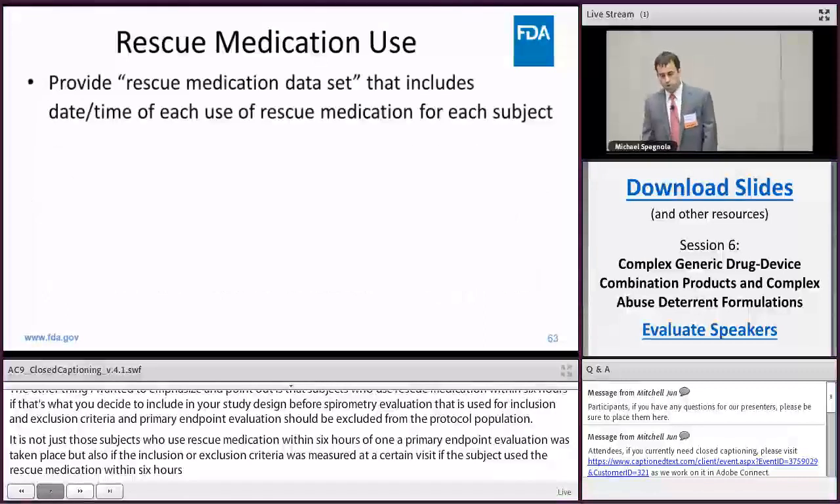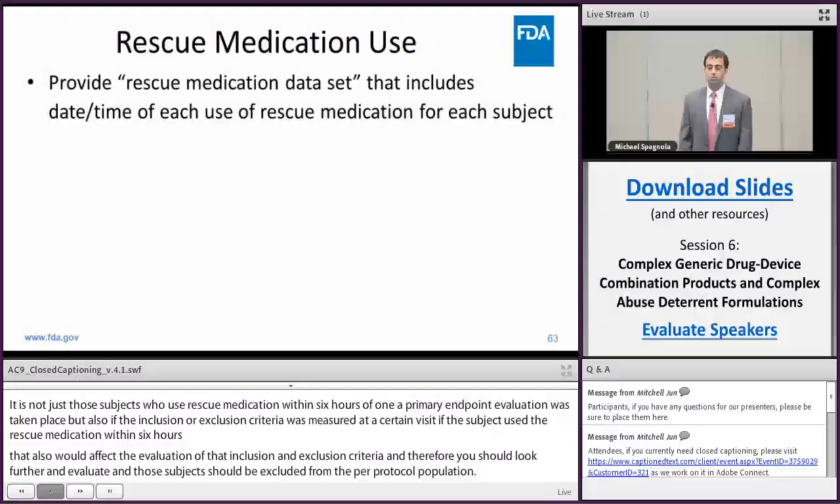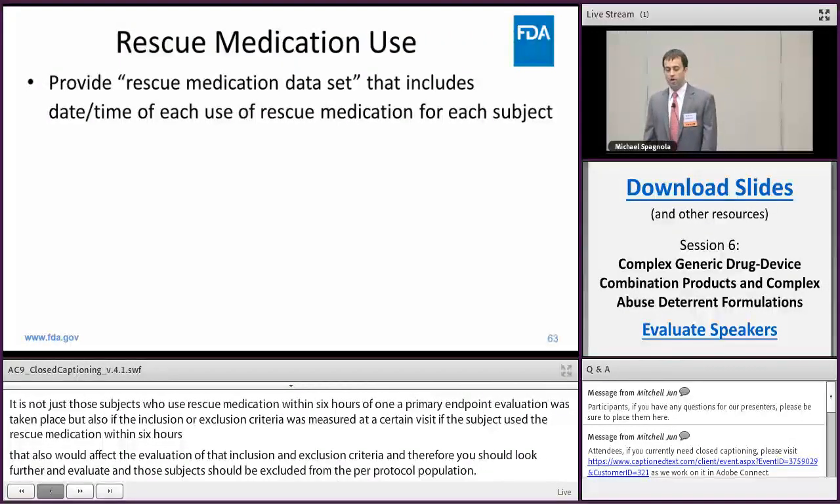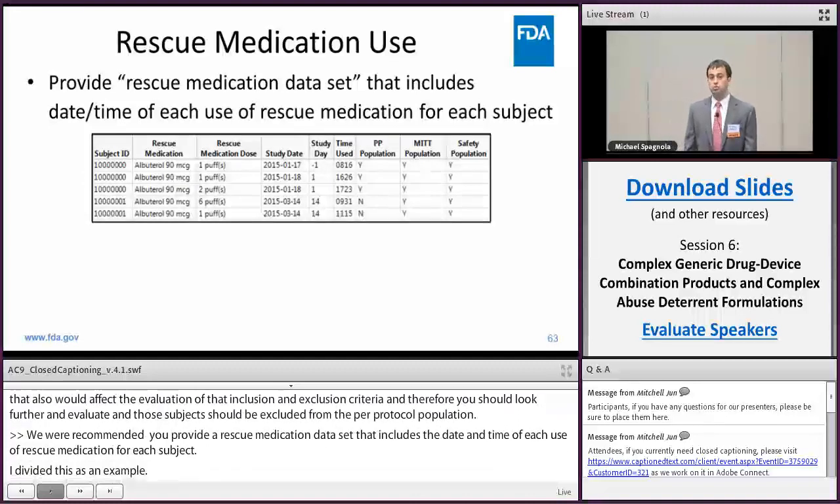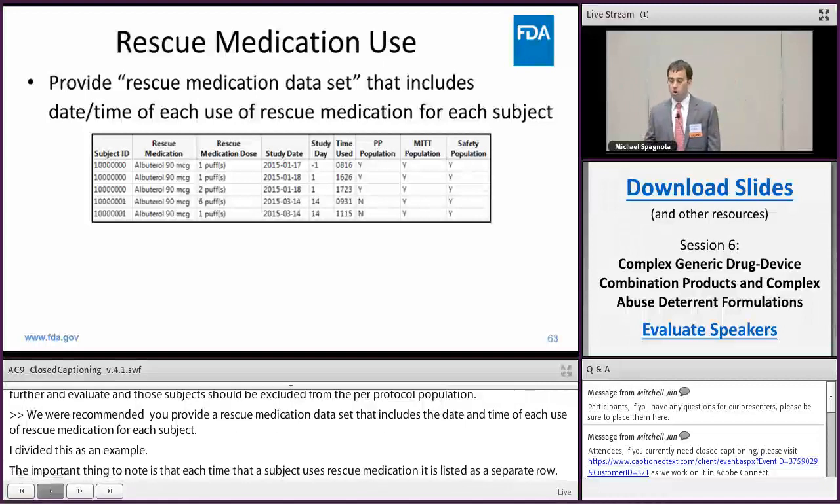So we recommend that you provide a rescue medication data set that includes the date and time of each use of rescue medication for each subject. I've provided this as an example. The important thing to note is that each time a subject used rescue medication, it's listed as a separate row. So you'll see for the first subject, there are actually 3 listings, and those are all separate entries for different times that they used rescue medication.